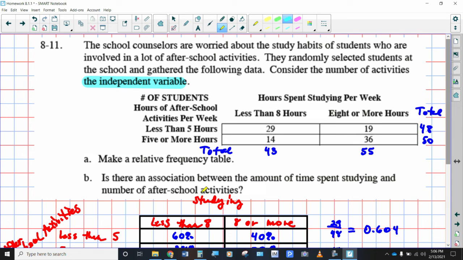Okay, so consider the number of activities, or the number of hours, I should say. It's the number of hours spent doing activities. This is going to be your independent variable, and you're trying to see how it affects study time. Whether you study less than 8 hours per week, that's per week, not per day, or 8 hours or more per week, okay? I don't think these totals are necessary.